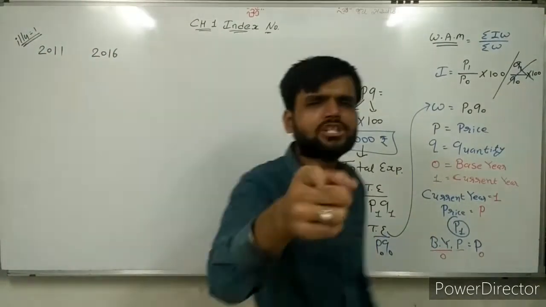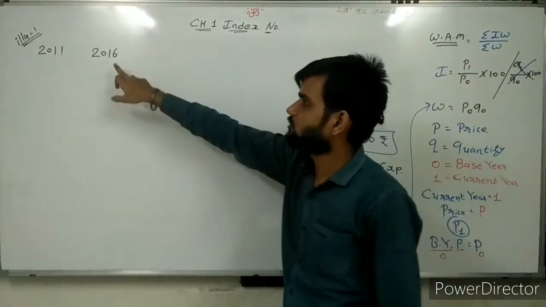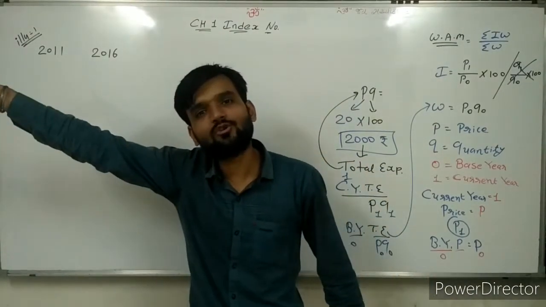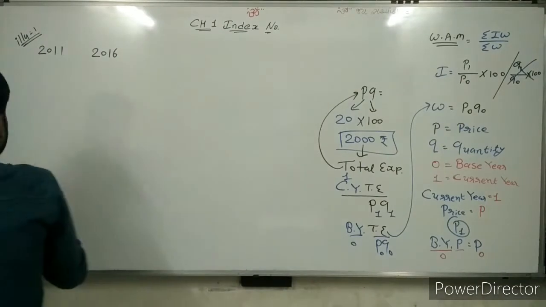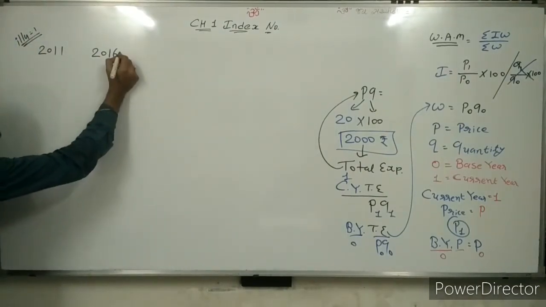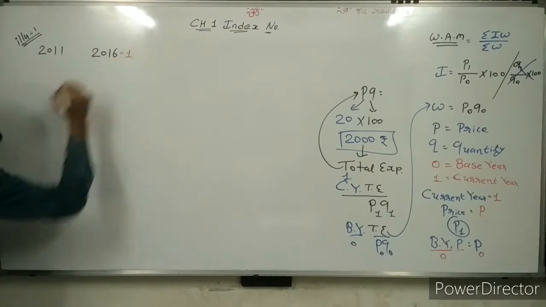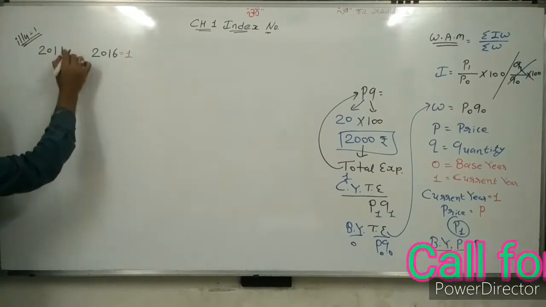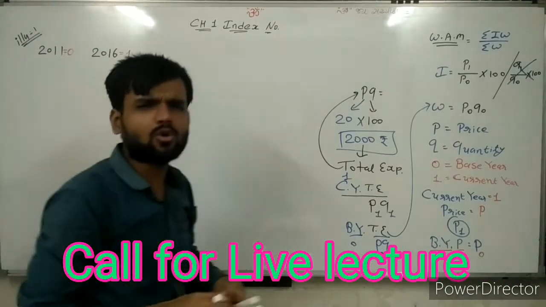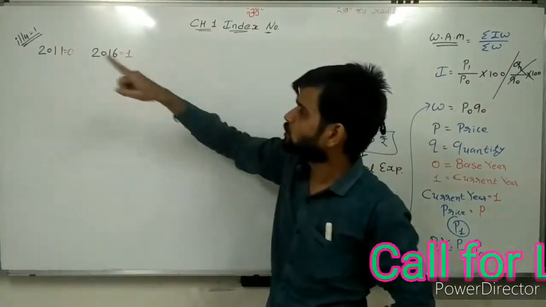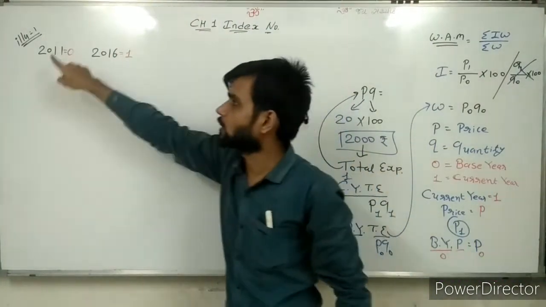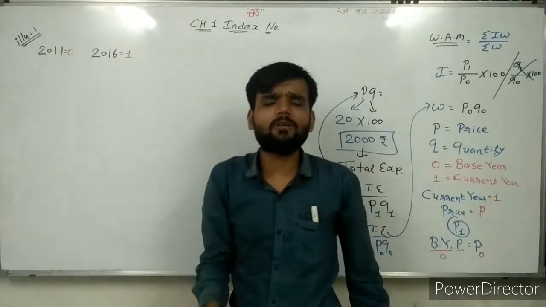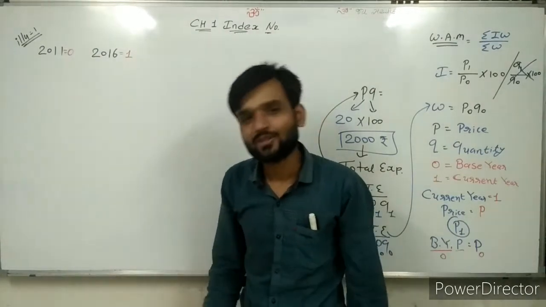Now tell me, which is base, which is current? Sir, simple. 2016 is latest, so it is current. 2011 is base, so 0. So for 2016 information, I have to write 1, and for 2011 information, because it's a base, I have to write 0. Whatever information is given, price given, quantity given, whatever is given.